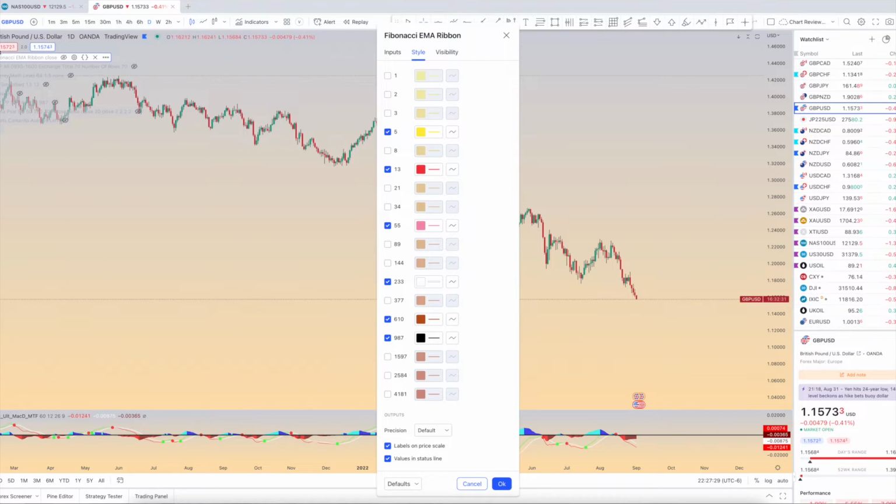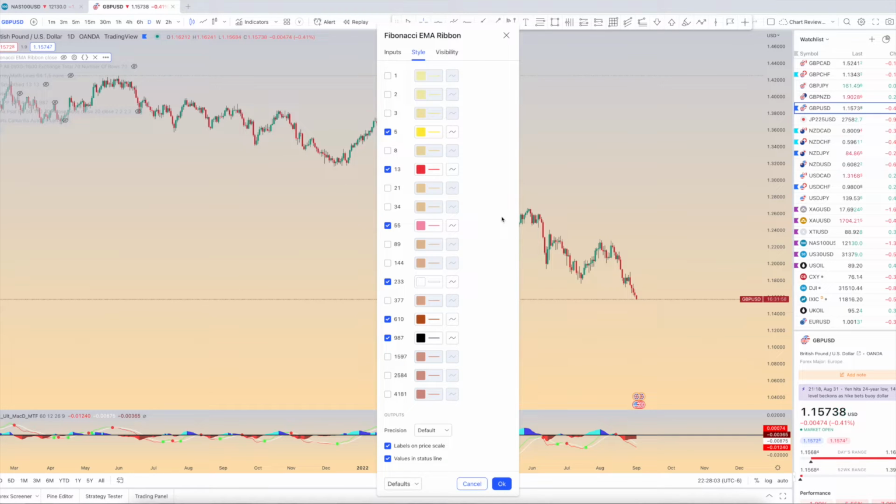The reason I really like this Fibonacci EMA is I don't have to input my random numbers. It has all of the Fibonacci numbers here. The only one that slightly bugs me is 610 should be 618, but I'll let that slide. It's not going to be the end of the world, but it does bug me a little bit. The particular ones I use are 5, 13, 55, 233, 610, and 987.